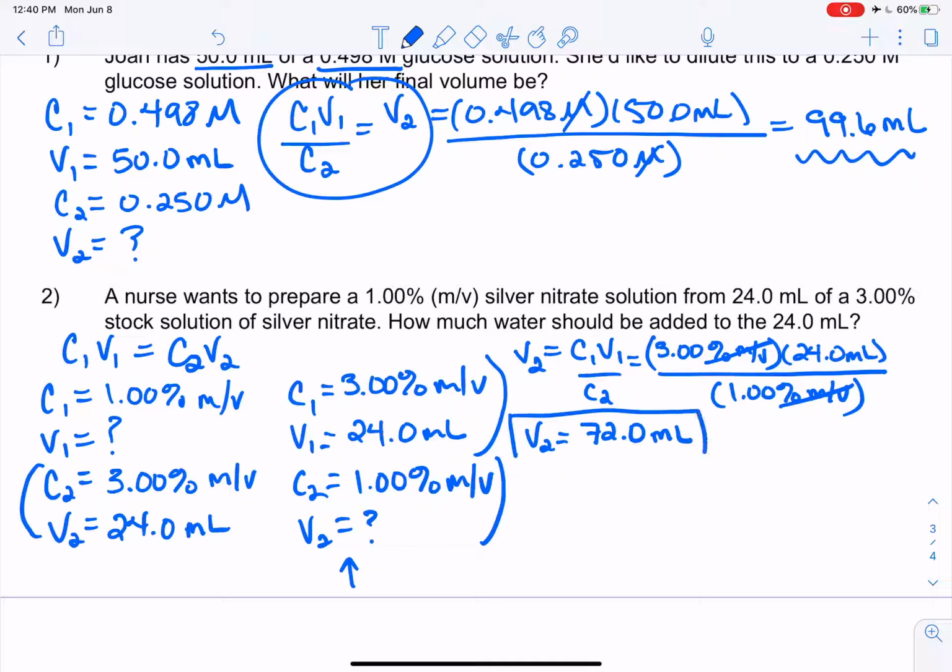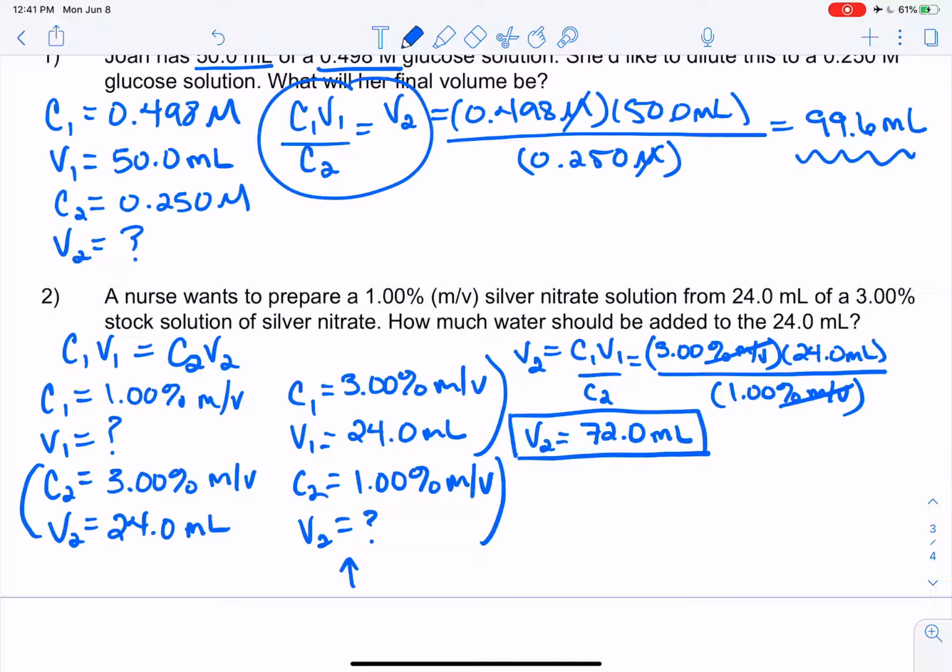So what we would do is put the original 24 milliliters of the concentrated solution into a measuring device. Even though the volumetric flask is more accurate than the graduated cylinder, volumetric flasks don't tend to come in 72 milliliter varieties, so you'd probably use a graduated cylinder. Once your 24 milliliters of concentrated solution is in the graduated cylinder, you would fill it up with DI water to 72 milliliters, where the meniscus hits 72.0 milliliters.